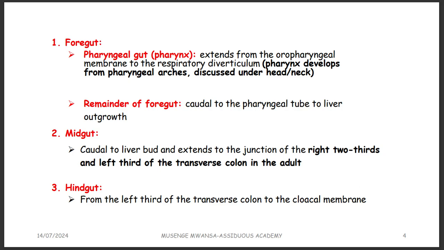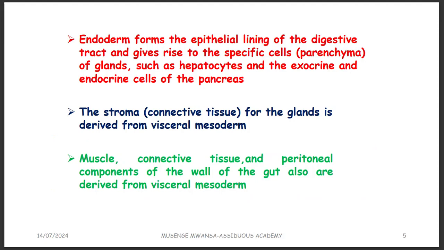The transverse colon has got the proximal two thirds and the distal one third. The proximal two thirds is part of the midgut. The distal one third, that's hindgut. And hindgut is from the distal one third of the transverse colon to the cloacal membrane. In this case, this is in children. In adults, it's to the anal canal.